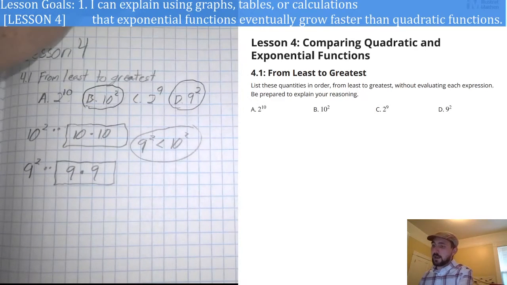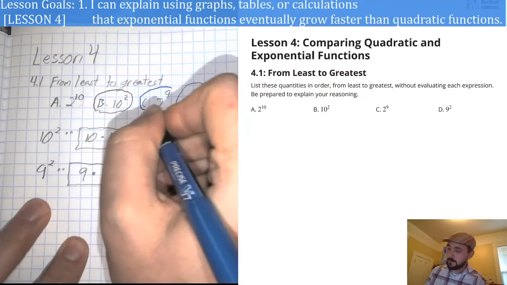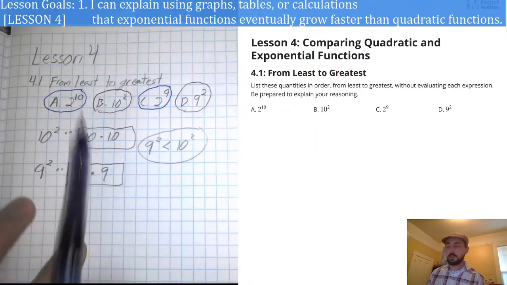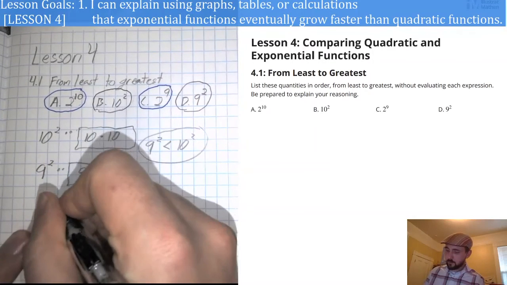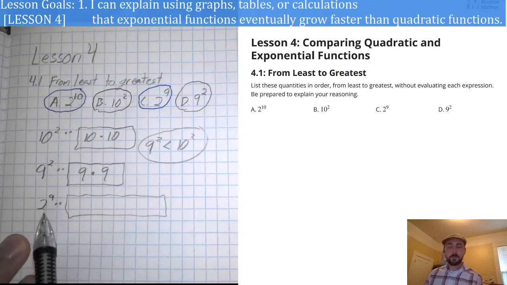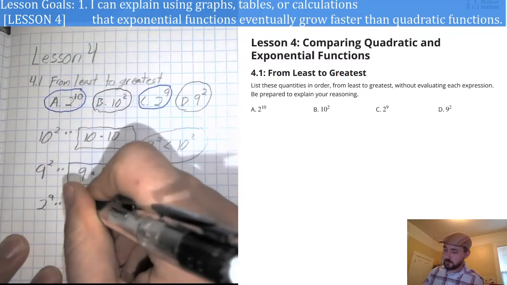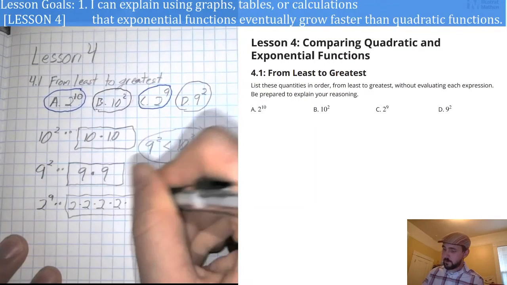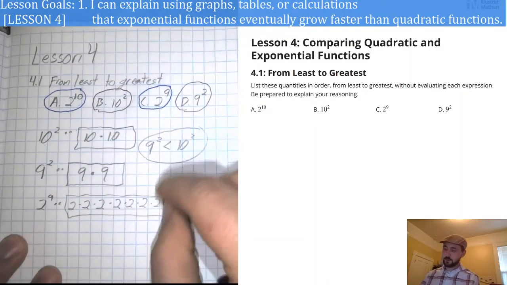Okay, so let's look at the other pair to see if we can do something similar. This is 2 to the 9th, and 2 to the 10th. So, a quick recap of exponents. If I have 2 to the 9th power, that means I'm multiplying 2 times itself with 9 copies. So 2 times 1, 2, 3, 4, 5, 6, 7. Oh, I need more room. Okay.